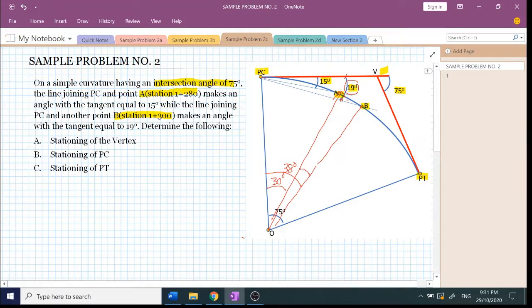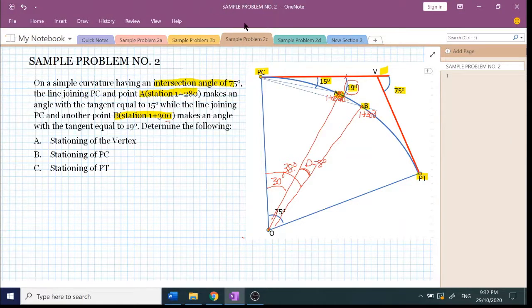Pero, may importante tayong dapat makita. Kasi itong angle na ito na nakikita natin dito, is the angle subtended by the line joining A and B. But in the problem, makita natin that station B is at 1 plus 300, diba? Samantalang itong station A is 1 plus 280. Sa makatwid, itong A and B na ito ay mayroong total distance of 20. And we know that a chord of 20 will subtend an angle equal to the degree of the curvature.